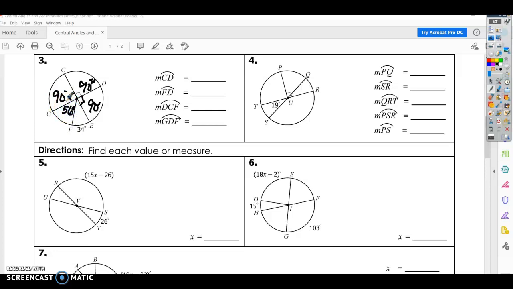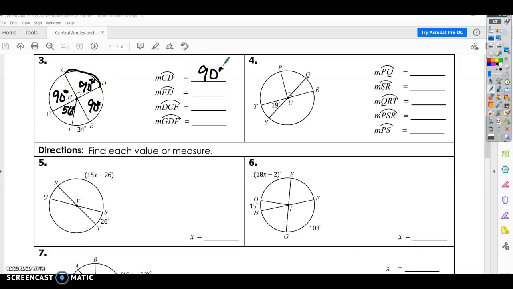And now we can answer these questions. I'm going to move these lines here. Those don't quite look like 90-degree angles, so I'm going to erase those just to get them out of the way. All right, so now we're going to look for the measure of arc CD. So we're looking for this measure. This is central angle 90. Arc measure would also be 90.